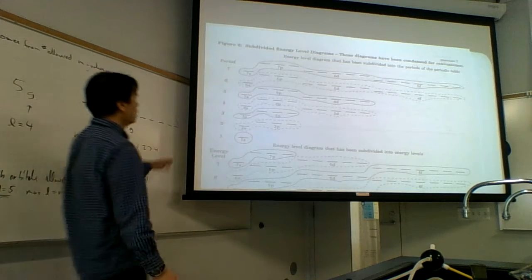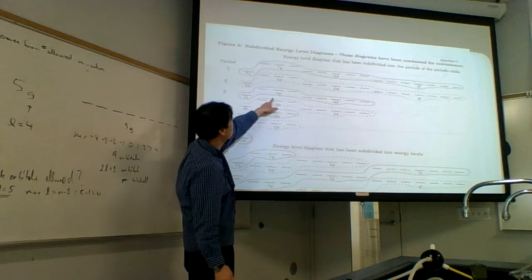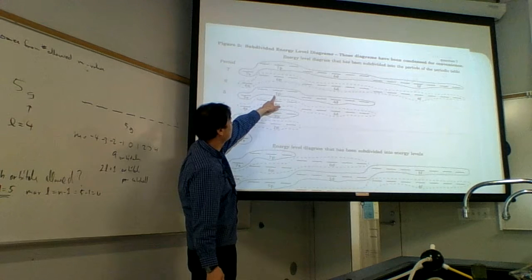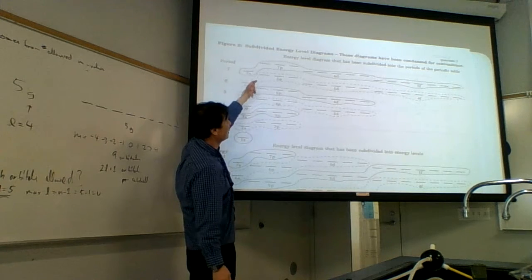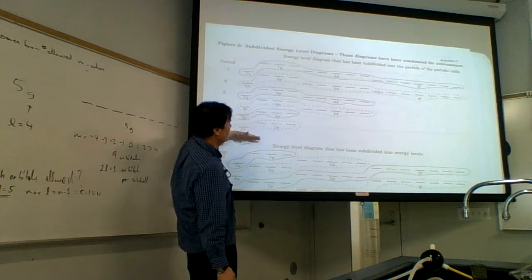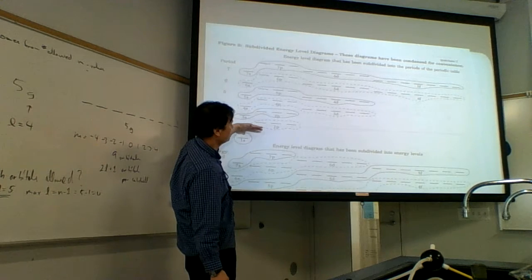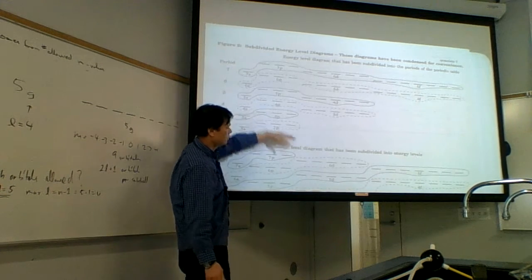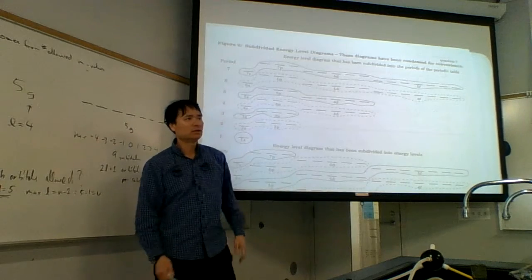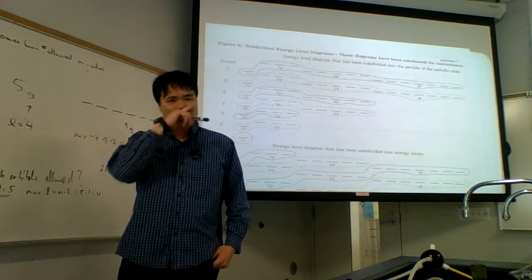In the fifth shell, we have the 5s, the 4d, and the 5p. In the sixth shell, we have these. And so this is more useful. We have shells of orbitals. They're more useful than the energy levels.